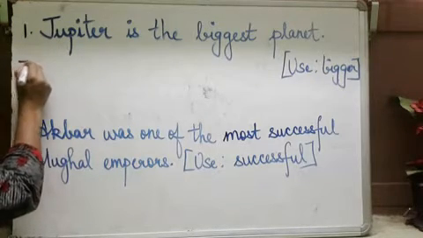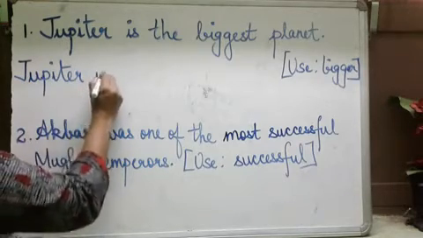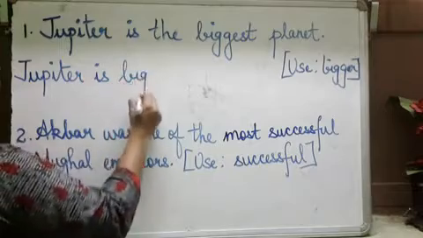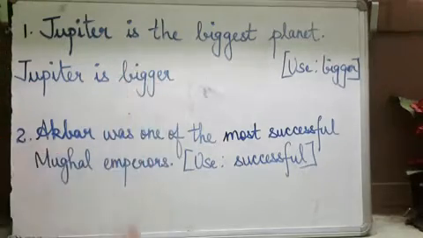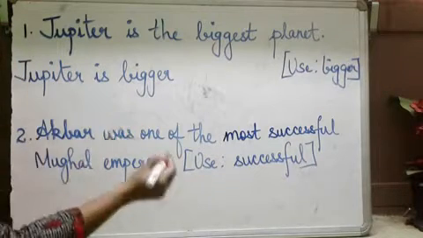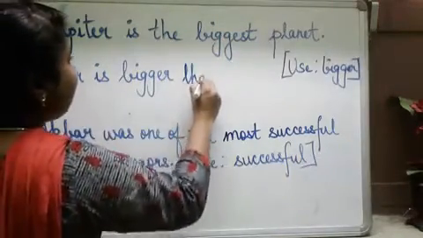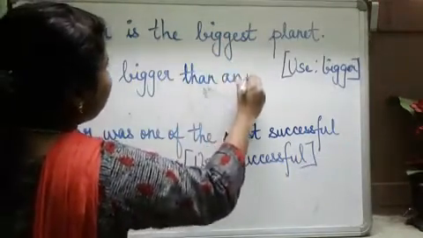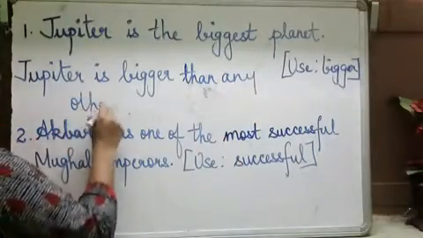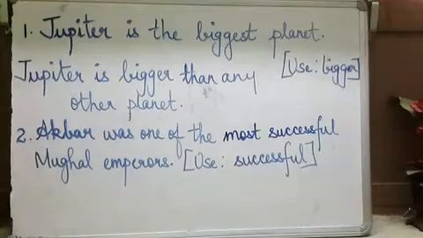So how will you change? Jupiter is bigger. You're using bigger. Then what do you have to use? Than many other planets or than any other planet? Tell me. Because here it is singular, you will use any other. Than any other planet. Please learn the rules that I have given. Now see the second one.